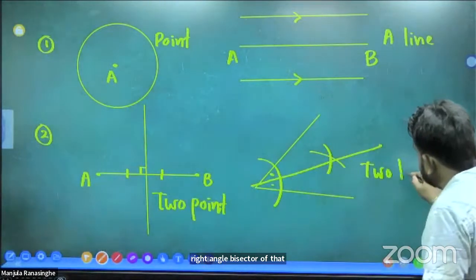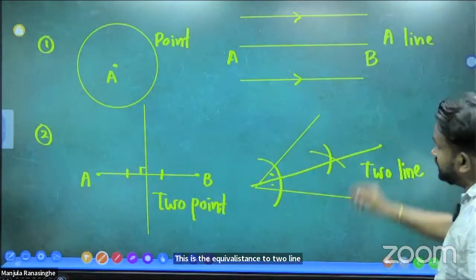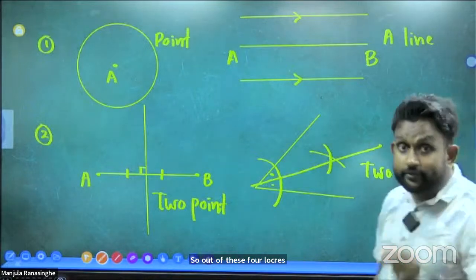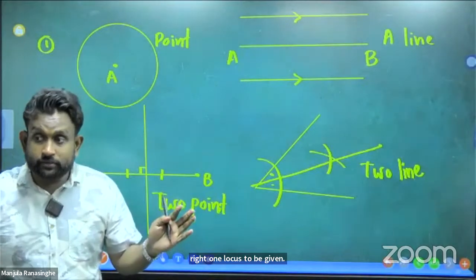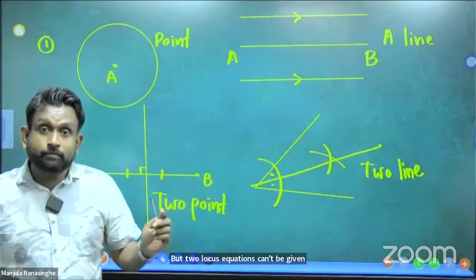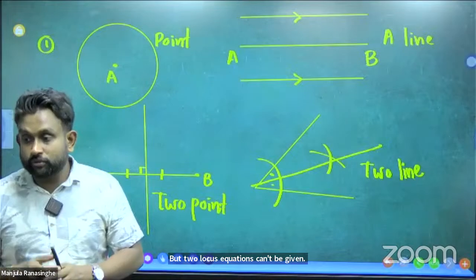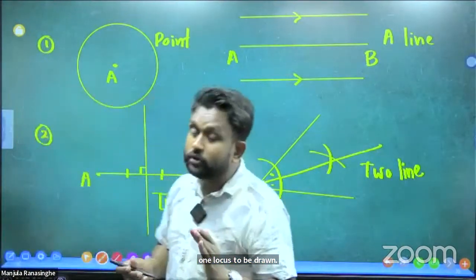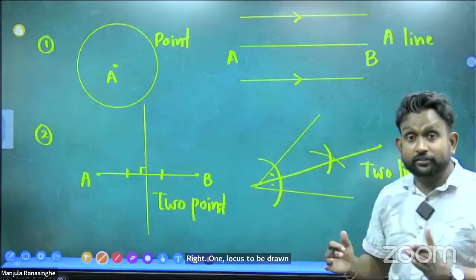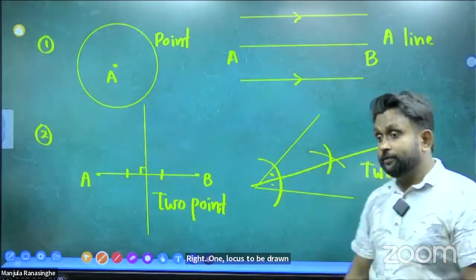So out of these 4 locus, right, 1 locus to be given, but 2 locus equations can't be given. No, it can be given, but 1 locus to be drawn, right? 1 locus to be drawn by themselves. For us to do only 1 locus only, right?